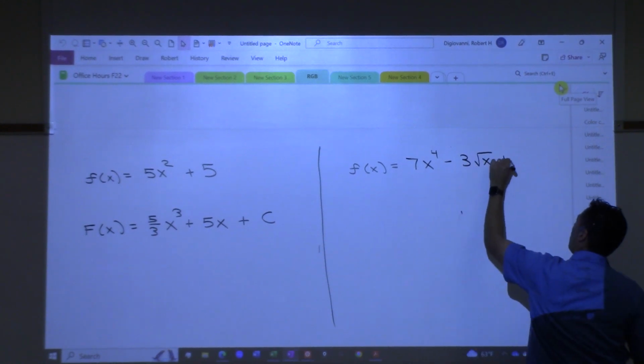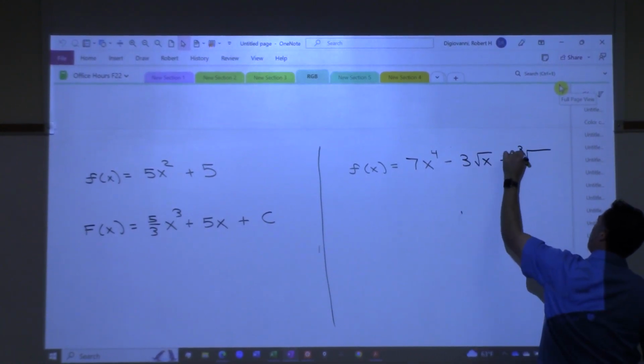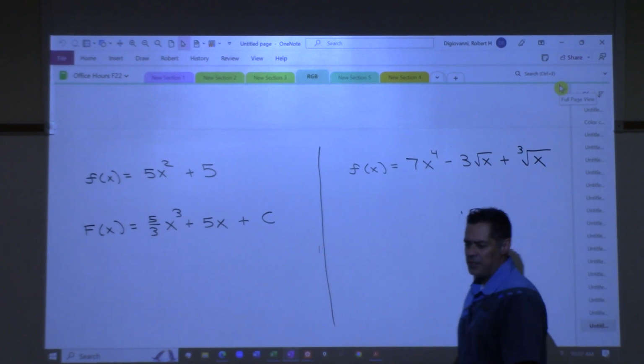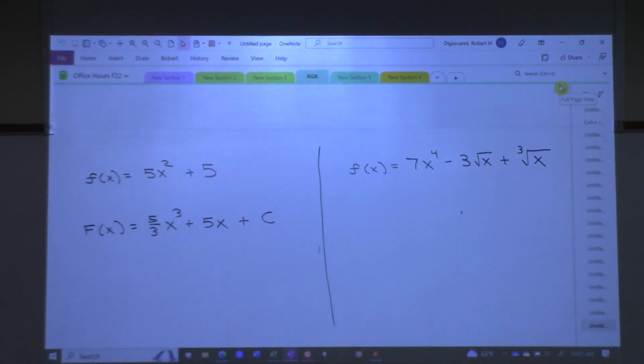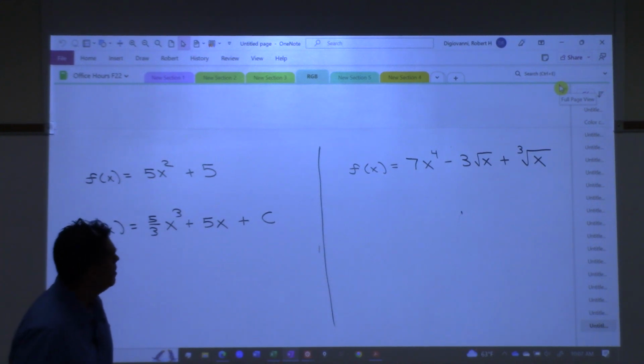x plus the cube root of x. Find the antiderivative of that. I'm going to give you a few minutes to do this, to see if you can do this on your own or helping each other out.